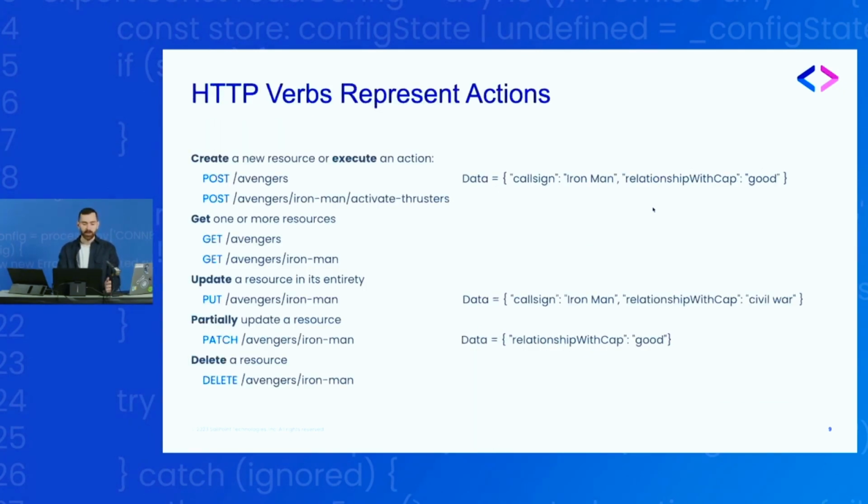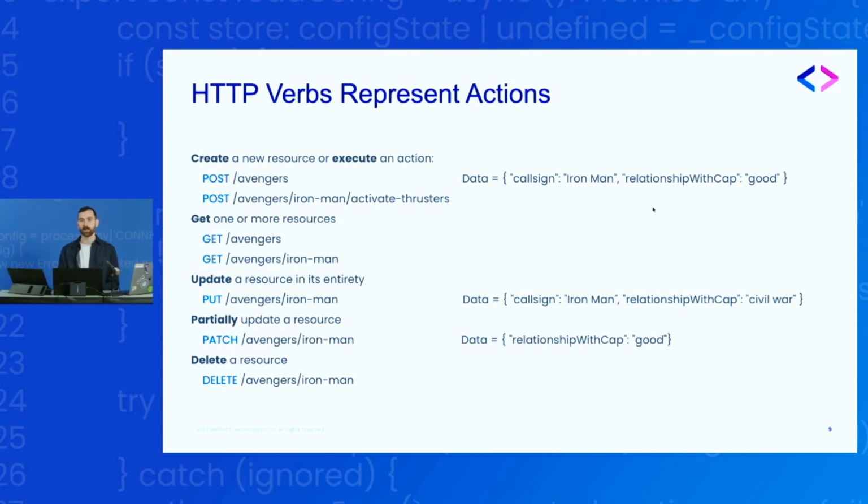So I was talking earlier how REST borrows a lot of conventions from the HTTP protocol. One of those borrowing actions is the HTTP verbs. So the verbs represent actions that you perform on a resource. So for example, if you want to create a new resource or execute an action, typically you'll use the post verb. So if I wanted to create a new Avenger, typically I would use a post to the Avenger's endpoint, and then I'd supply some data in the request body about that Avenger that I want to create.